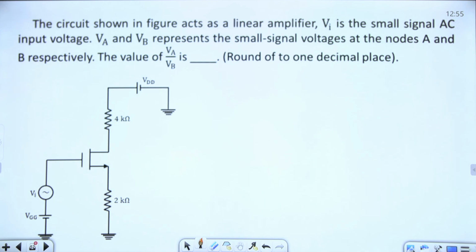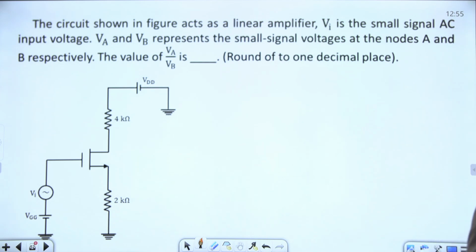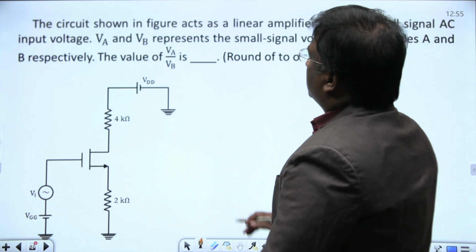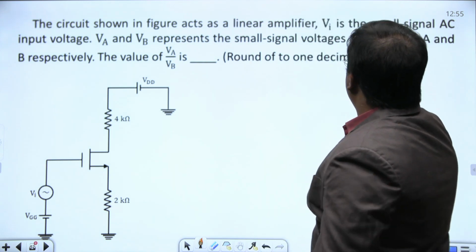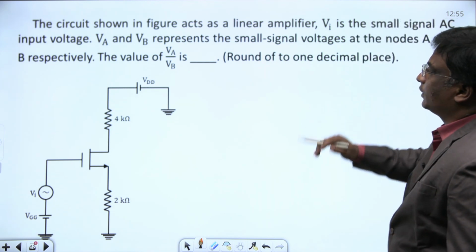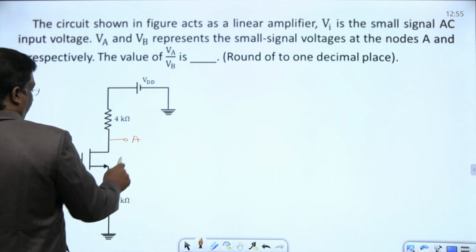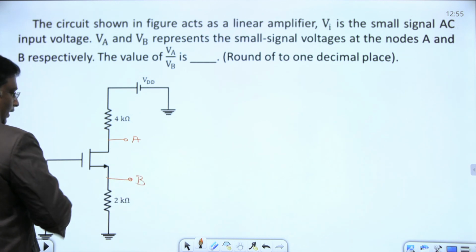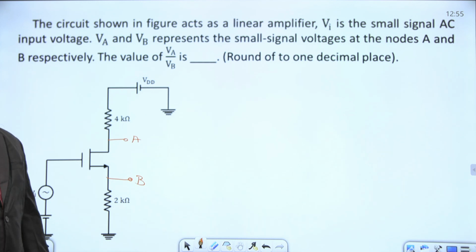Next question, MOSFETs. This also belongs to VLSI or your analog circuits itself. MOSFET, simple question, nothing is there. The circuit shown in figure acts as a linear amplifier, and VA is the small signal AC input voltage. VA and VB represent the small signal voltage at the nodes A and B respectively. Here for this question they given this as A, this as G. In the question they given VA and VB. Then the values of VA and VB, round off to 1 decimal point.